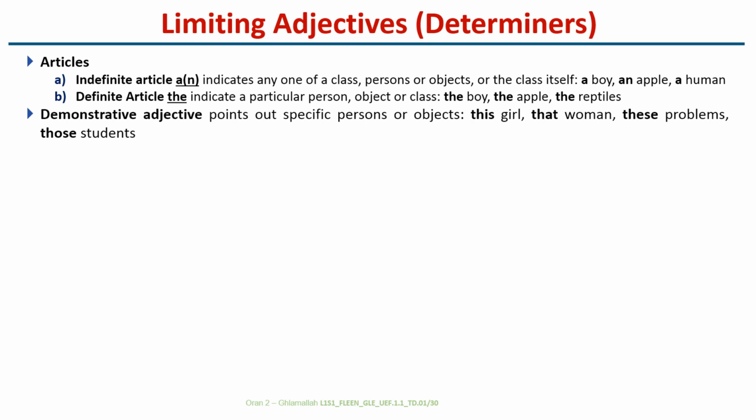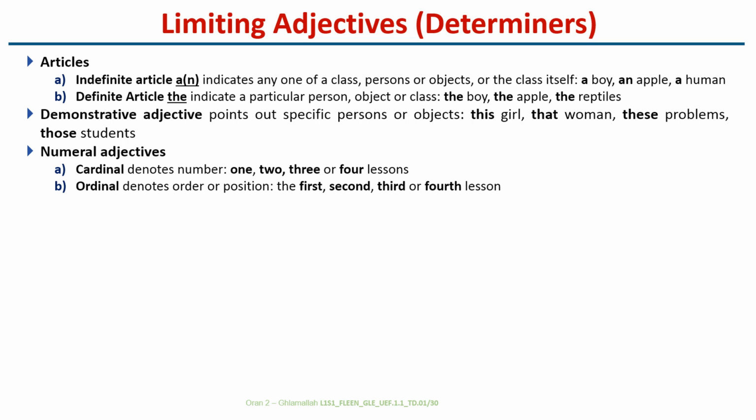A demonstrative adjective points out specific persons or objects. This girl, that woman, these problems, those students. Numeral adjectives. There are two types, cardinal and ordinal. Cardinal denotes number, 1, 2, 3, or 4 lessons. Ordinal adjectives denote order or position. The first, the second, third, or the fourth lesson. Note, if we have a cardinal and an ordinal adjective before a noun, we place the ordinal first. So we say the first 2 lessons and not the 2 first lessons.